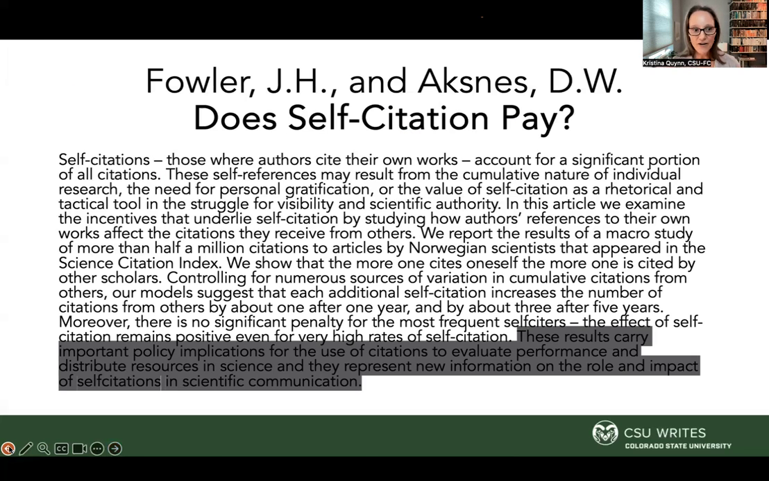So these results carry an important policy implication for the use of citations to evaluate performance and distribute resources in science, and they represent new information on the role and impact of self-citations in scientific communication. So they give us a sense of significance, why it's important, in this very endpoint, and you could pretty much get a sense of what's going to go on in the rest of this article. You're going to read this if you are interested in publication, in the ethics of self-citing, right?